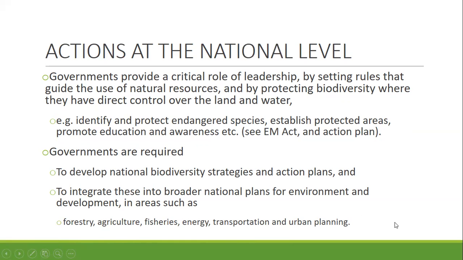And of course, you can imagine that that will be a tremendous oversight role at the government level that they will have to play, to ensure that all these different sectors are actually falling in line with the international recommendations on the preservation of biodiversity.